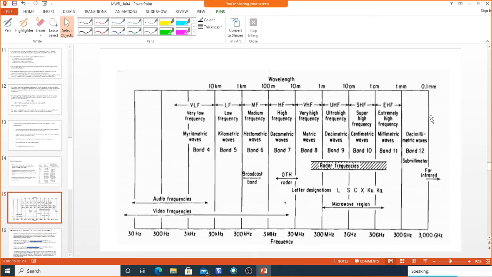Okay, so these are the different bands used in the electromagnetic spectrum and the radar frequencies assigned by the International Telecommunication Union. So this is about the radar frequencies and radar bands which are used to design the radar systems.